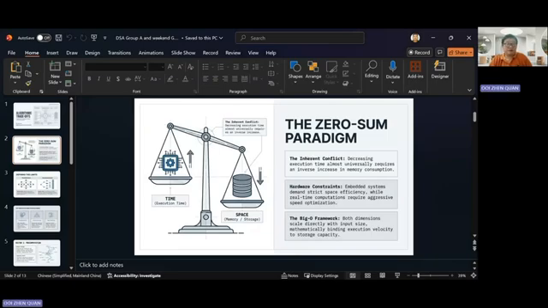So now we move on to slide 2. Okay, as you can see, this is a zero-sum paradigm using the balance scale model. In algorithm analysis, time and memory exist in a fundamental conflict. Decreasing execution time almost universally requires an inverse increase in memory consumption.